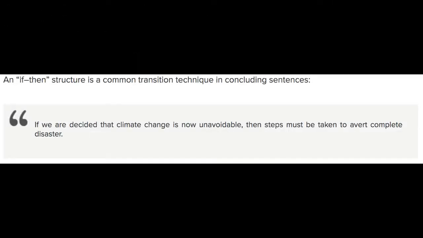So here we have an example of a transition in a concluding sentence, and this is the if-then structure. It starts off with: if we are deciding that climate change is now unavoidable, then steps must be taken to avert complete disaster. So it's just if, and then you complete that clause, and then it goes with then this will happen. That's an easy, common transition you can have whenever you're concluding a paragraph.